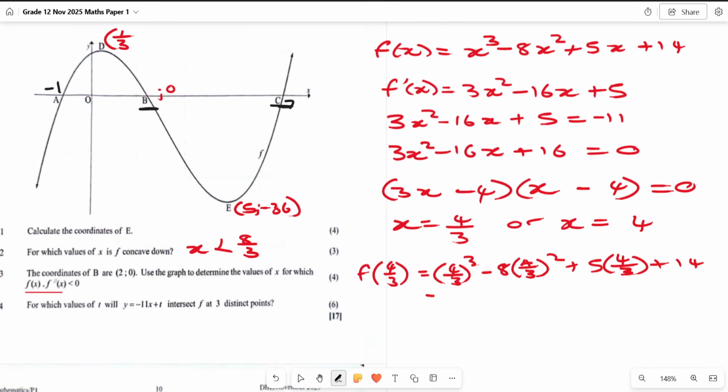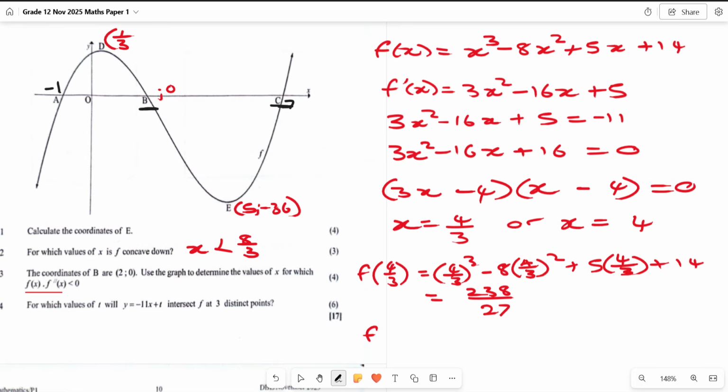Real quickly in the calculator, if we say (4/3) to the power of 3 minus 8, and then we're going to put (4/3) squared, plus 5 times (4/3), plus 14. The answer that I'm getting is 238 over 27. So when x is 4 over 3, the answer is going to be that.